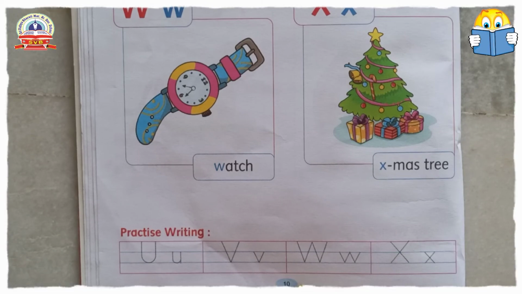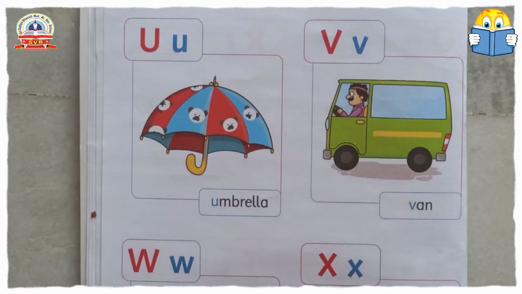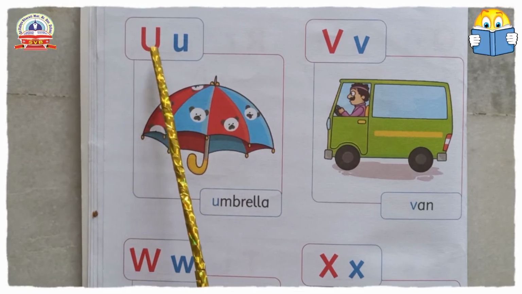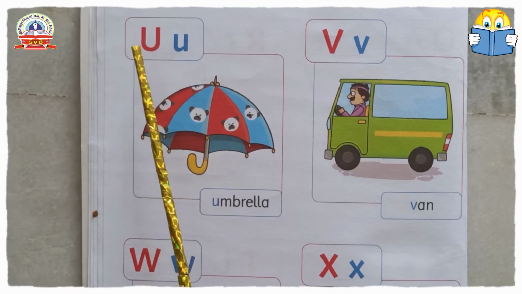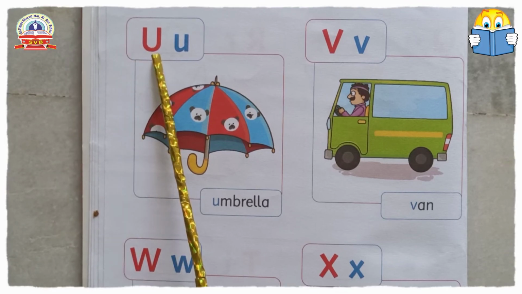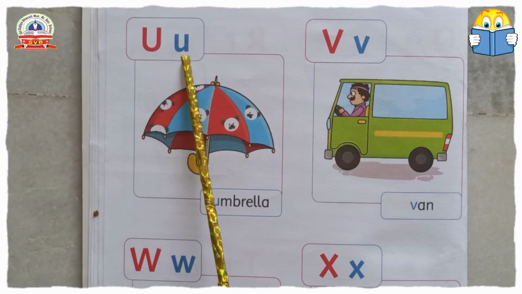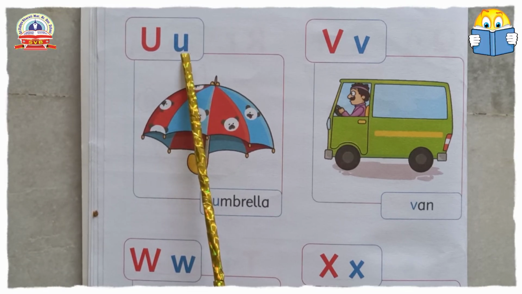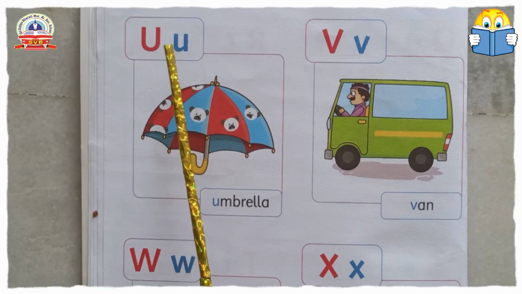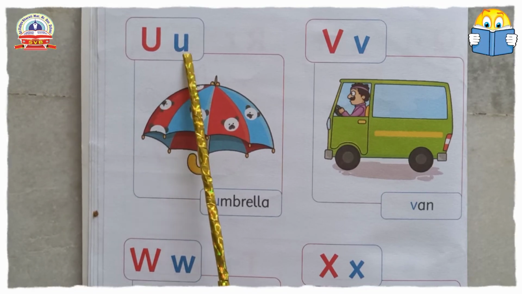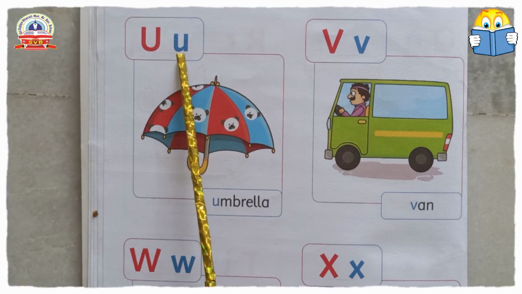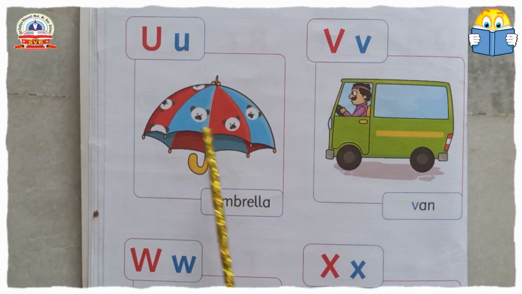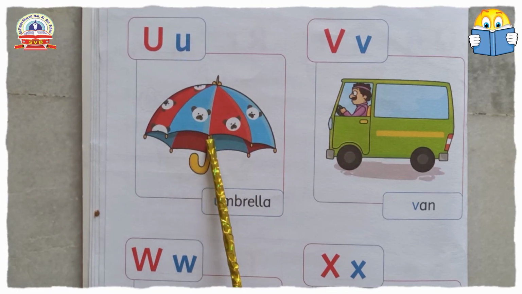Children, now get page number 10. Now tell me the next letter. U. This is capital letter U. This is small letter U. Sound of U is up. Up. Umbrella.